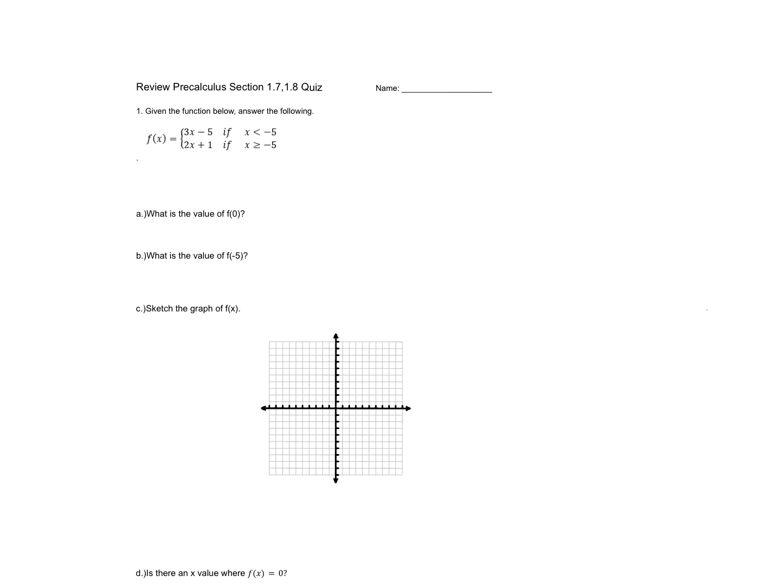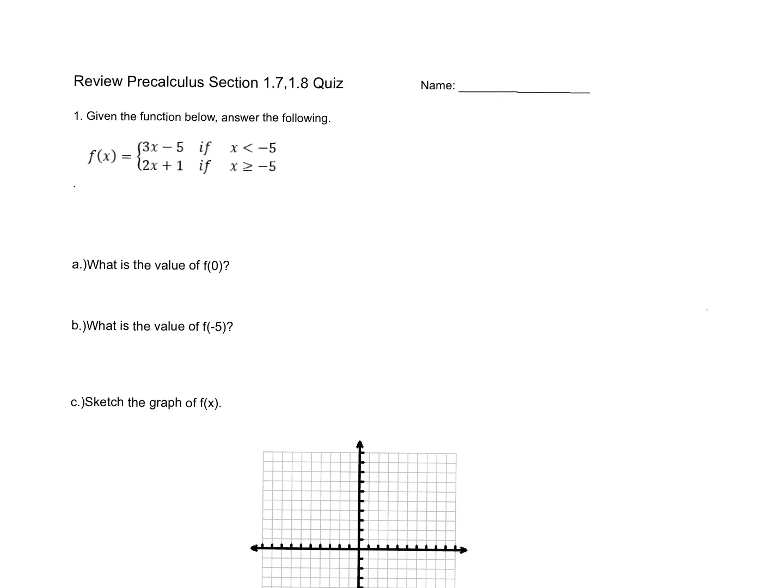So our first piecewise function says f of x equals 3x minus 5 for x less than negative 5. I'm going to label that piece 1, and that's going to be valid for any x less than negative 5. And then 2x plus 1 if x is greater than or equal to negative 5. We'll call that piece 2.